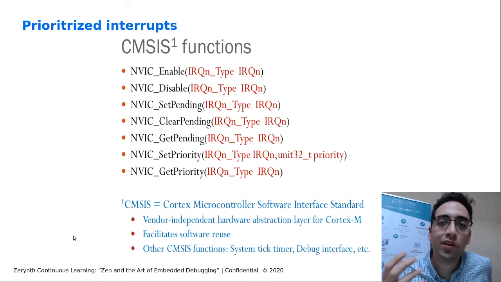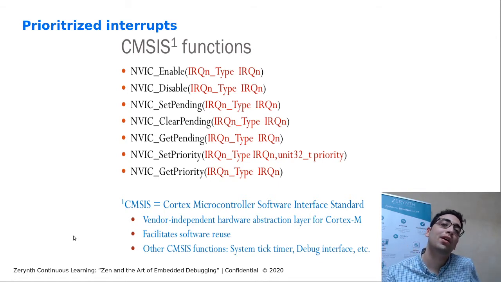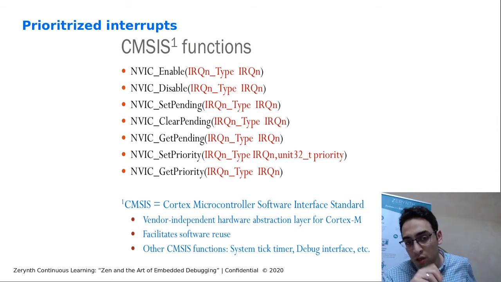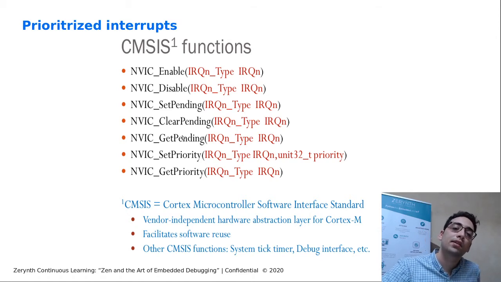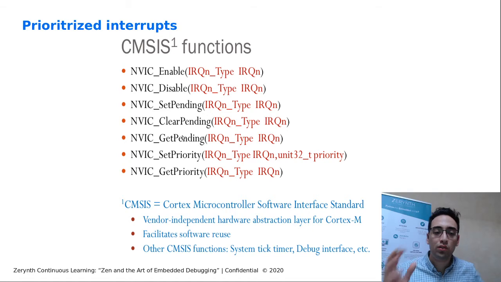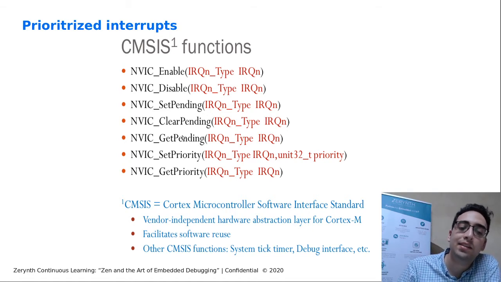ARM provides certain functionalities for the vendors of the microcontrollers. These are called CMSIS functions, something like NVIC enable, NVIC disable. These are all related to interrupts and interrupt priorities. We're not going too deep into them, just giving a hint that these are there to set the priority, to clear the priority, etc.